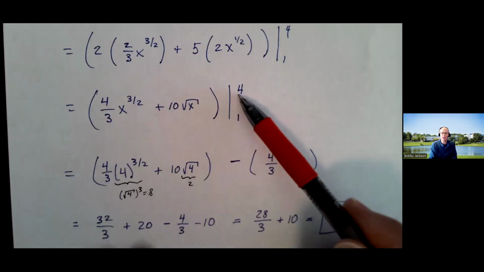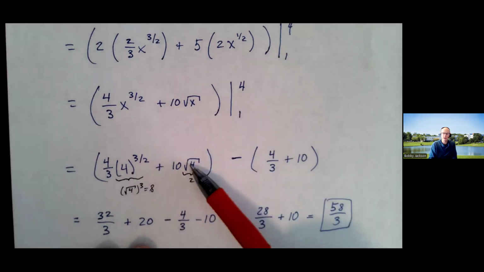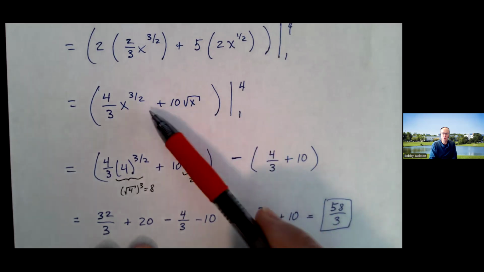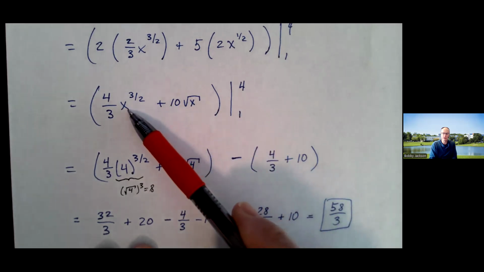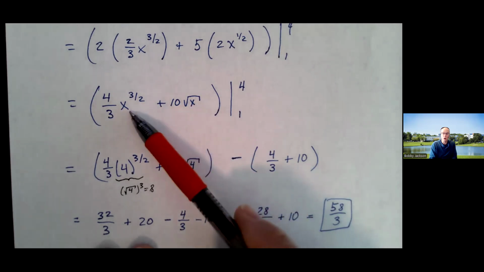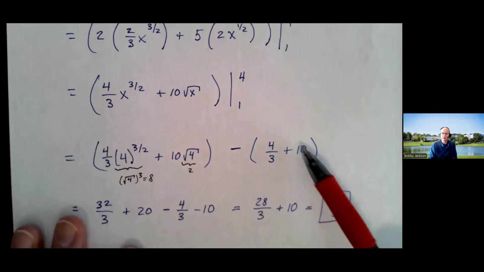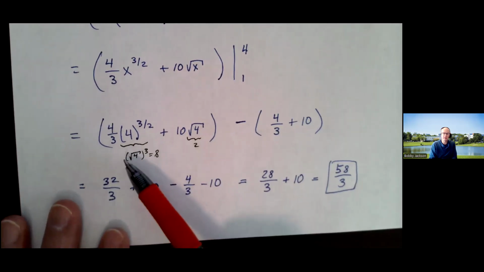Now I evaluate this at the upper limit of 4. So replace x with 4, and then minus evaluating at 1. Of course, when I plug in 1 here, I just get 4/3, so 1 to any power is 1. And here I get 10 times, of course, 1. So this is 4/3 plus 10. And here I can evaluate.